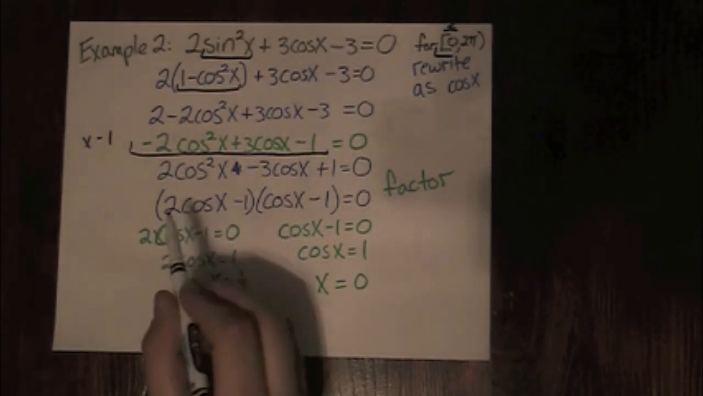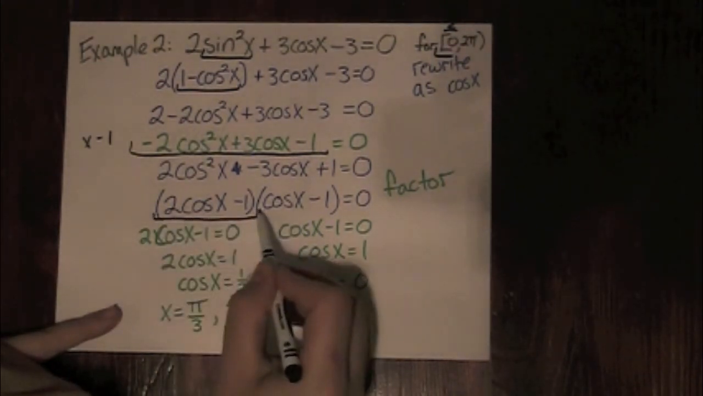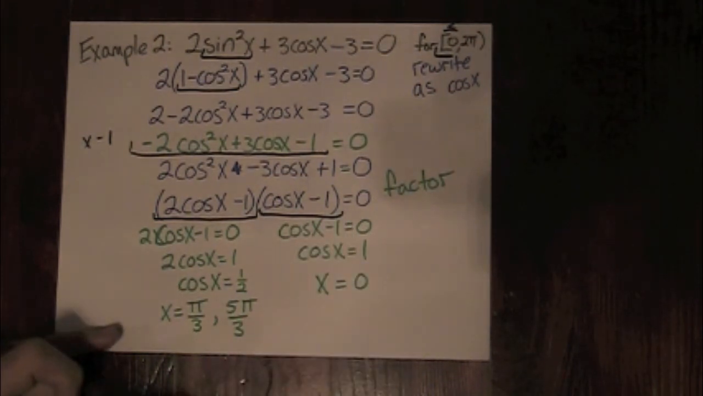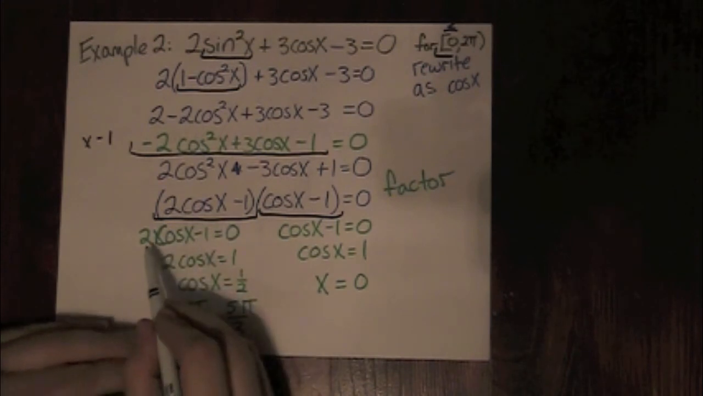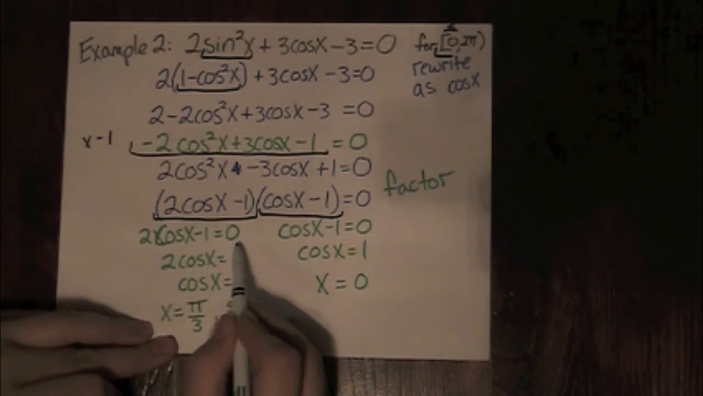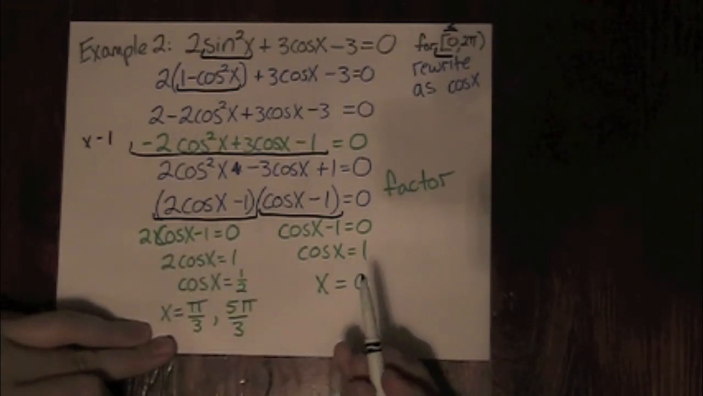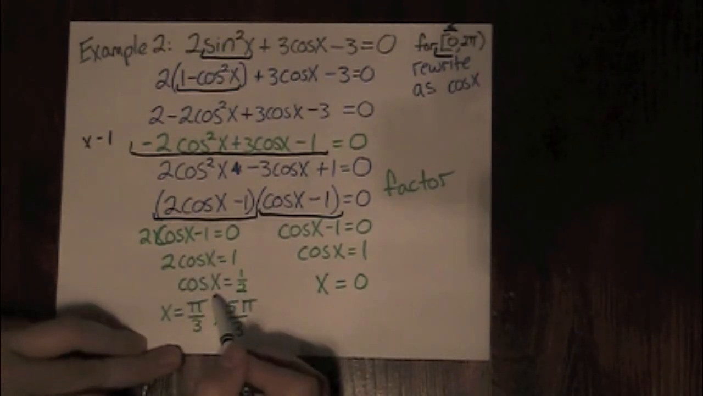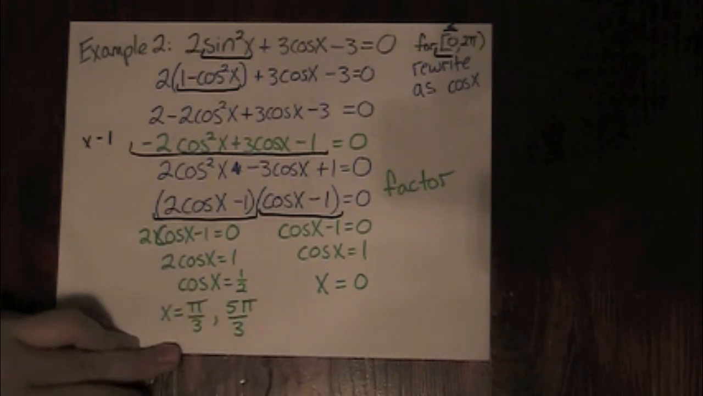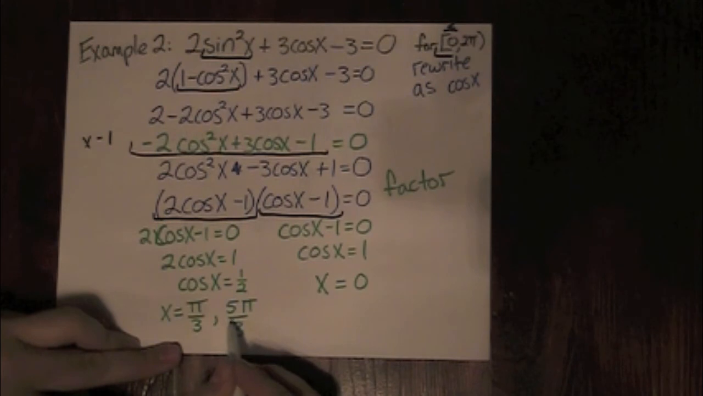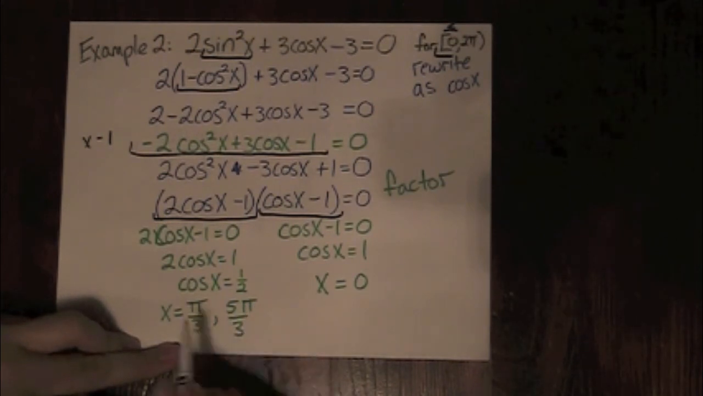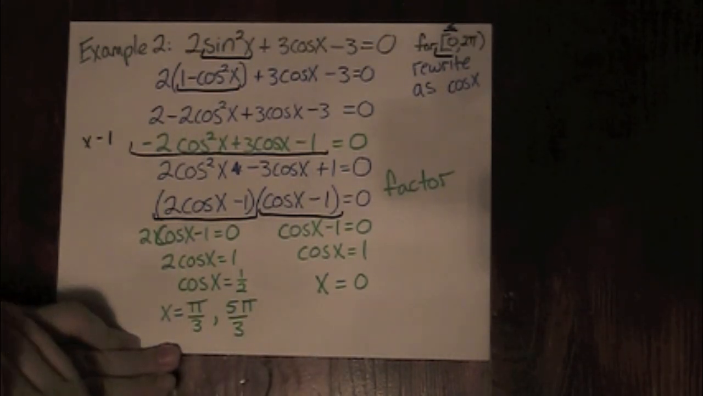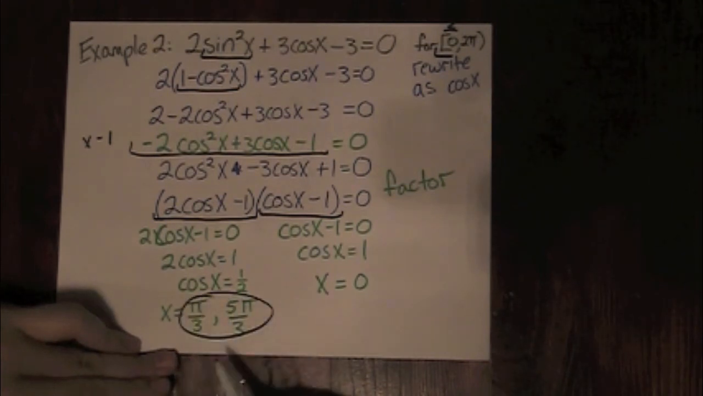We have our two terms, one of which must equal 0, and both of which will provide us with a solution to our equation. 2 cosine of x minus 1 equals 0. If I isolate cosine of x by adding 1 and dividing by 2, I get cosine of x equals a half. There are two solutions to this. X equals pi over 3 and x equals 5 pi over 3, both of which are between 0 and 2 pi. So there are two of our solutions.